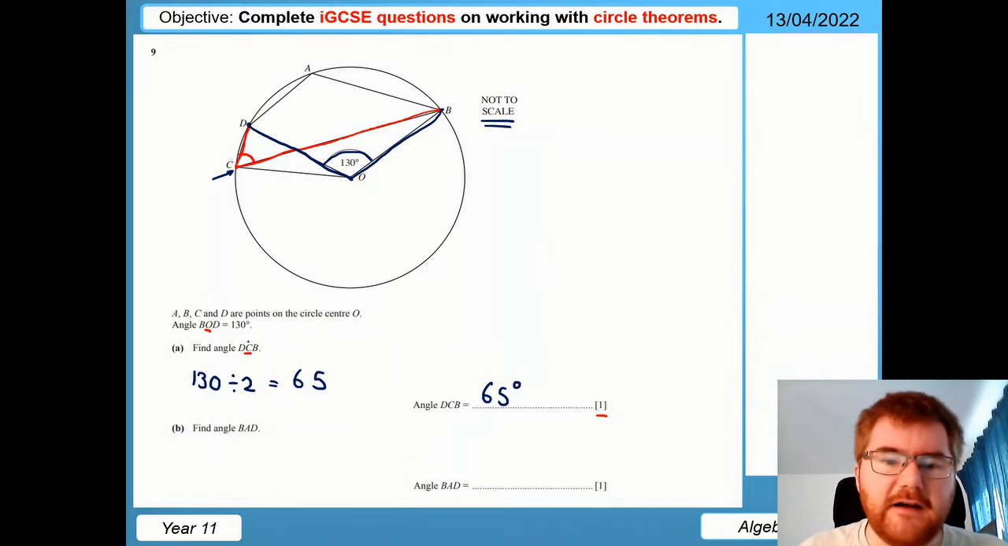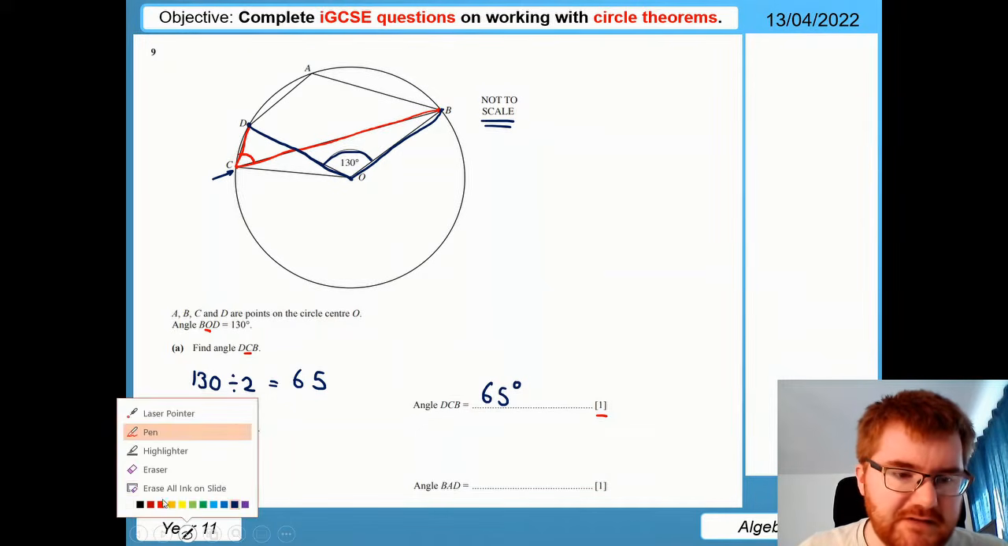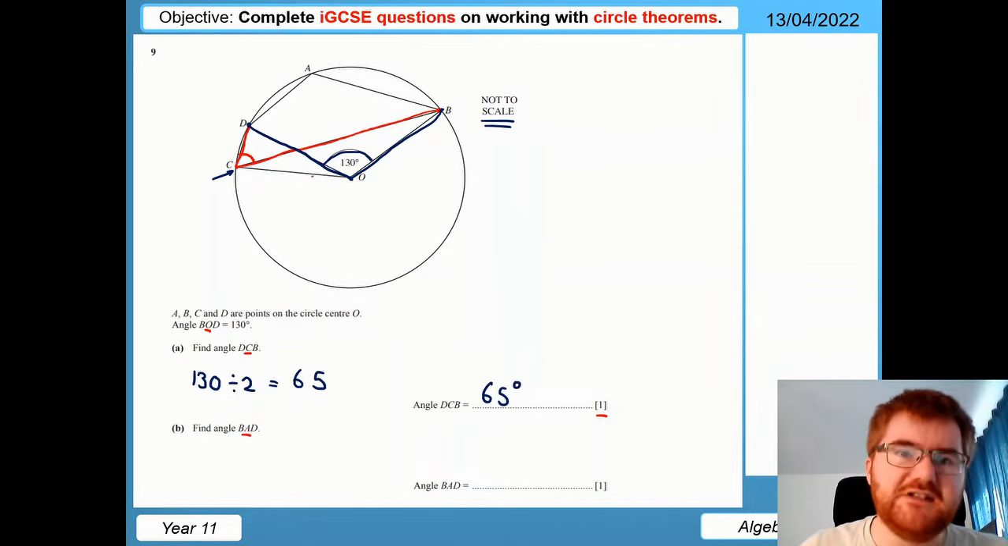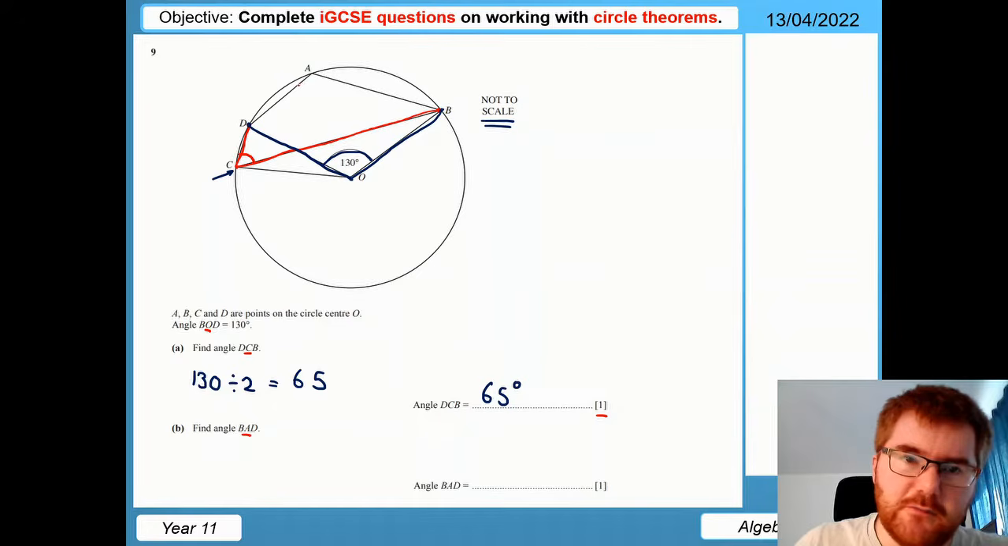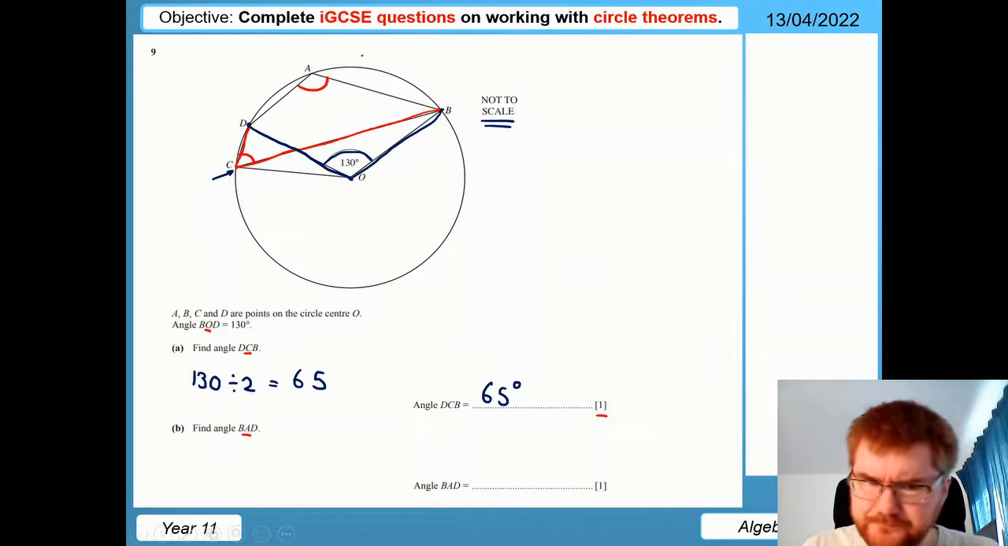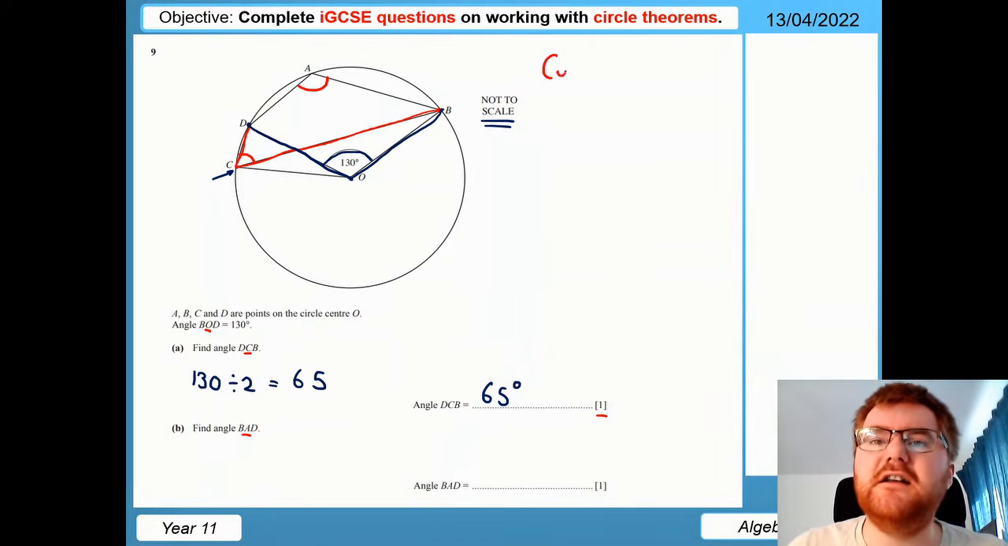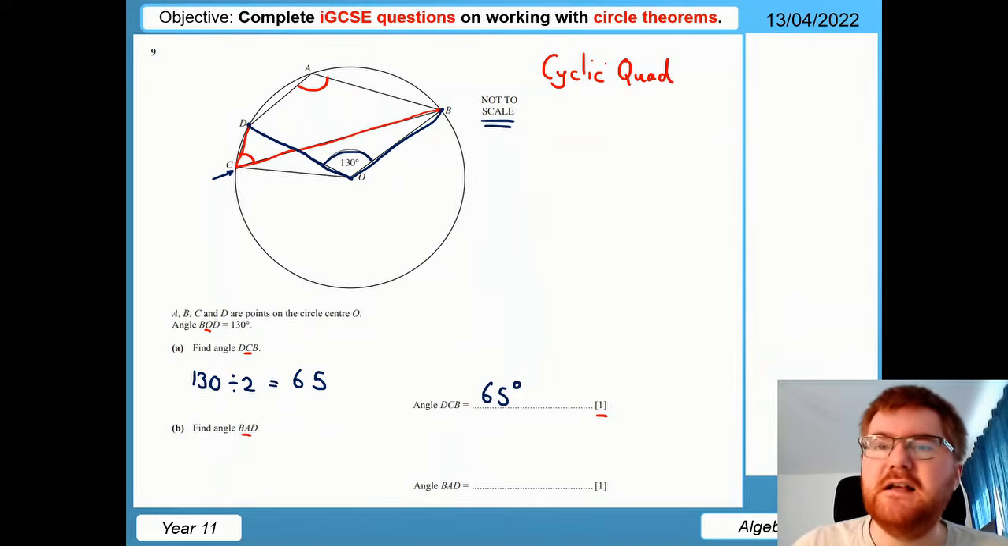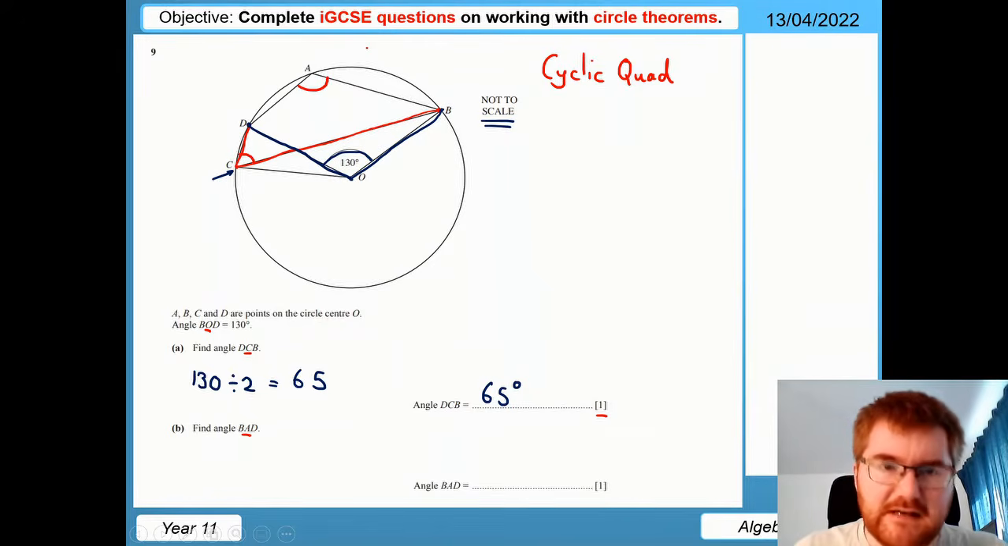And now we want to find angle BAD. Again, 1 mark, so it shouldn't be a big calculation. We've got angle BAD, so again we're looking for that middle letter, which is A, so you know it's up here, and then you've got BAD, so we're looking for this angle here. And the biggest mistake people make here is incorrectly using the idea of a cyclic quadrilateral, or cyclic quad, as I like to call it. And this rule says that opposite angles of a cyclic quad add up to 180 degrees.